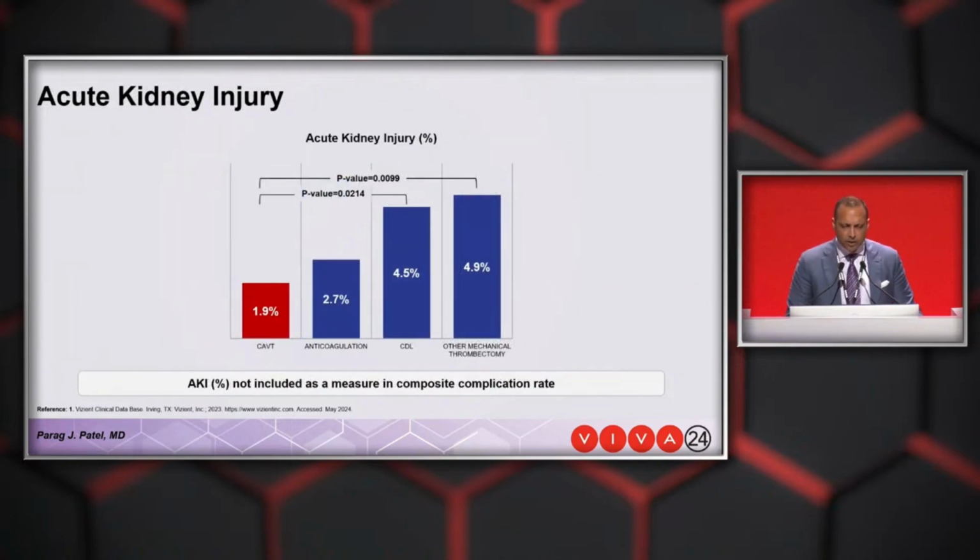Specifically looking at acute kidney injury, we identified an area that was, while we see acute kidney injury in PE patients, we found a statistically significant difference in CAVT use compared to catheter-directed lysis and mechanical thrombectomy. Further investigation to identify why this might be is certainly necessary, but a finding we wanted to share.